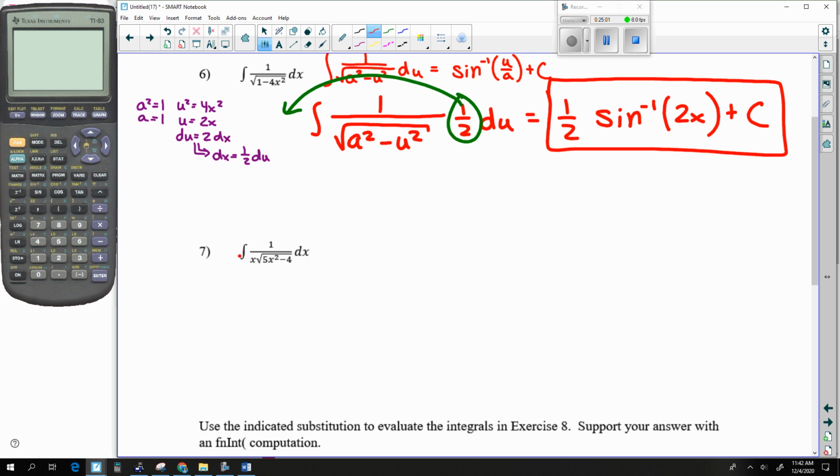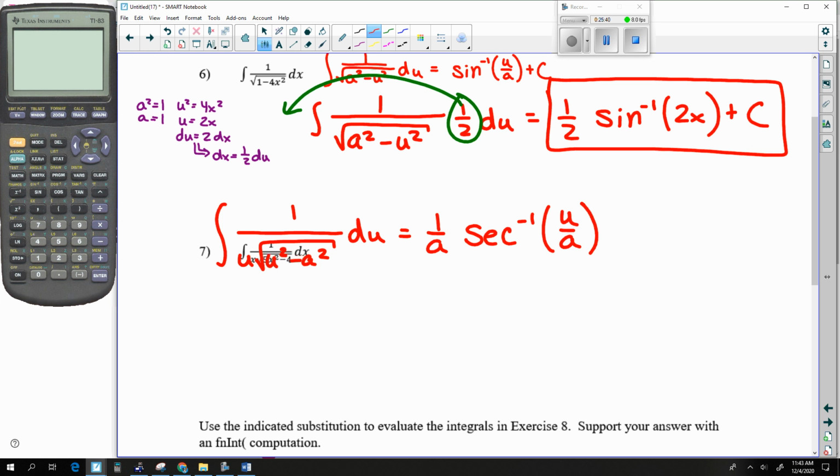Okay, looking at this one, I'm assuming this is u squared minus a squared. Quadruple check this one. So yeah, we're going to have square roots and stuff like that. U squared minus a squared underneath 1, so the integral of that is going to be 1 over a inverse secant of u over a plus c.